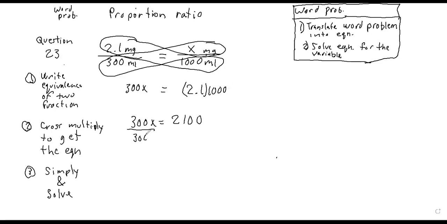And also, whatever operation we do on one side of the equal sign, we must do the same operation on the other. So we're going to divide the other side of the equal sign by 300 as well. 300x divided by 300 is 1x, which is just x. And 2100 divided by 300 is 7. So our answer is, originally there were 7 milligrams in the 1000 milliliter fluid solution.